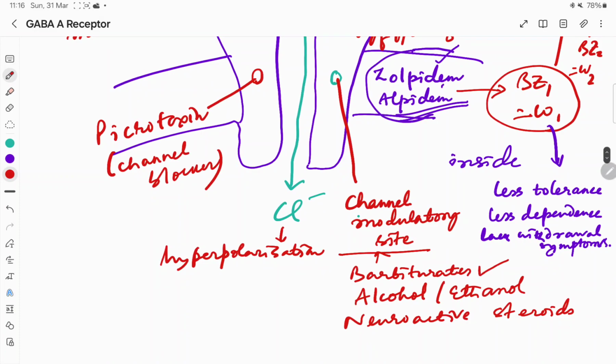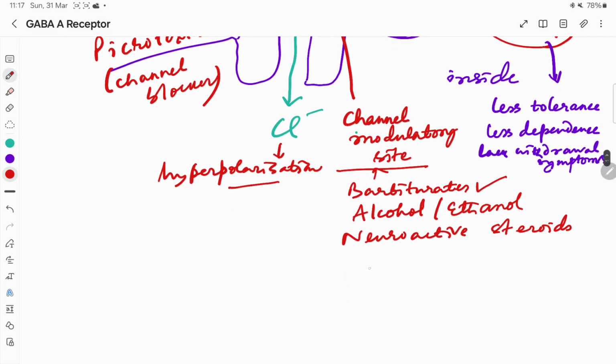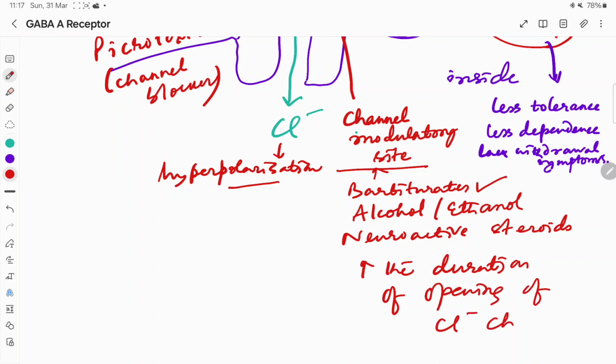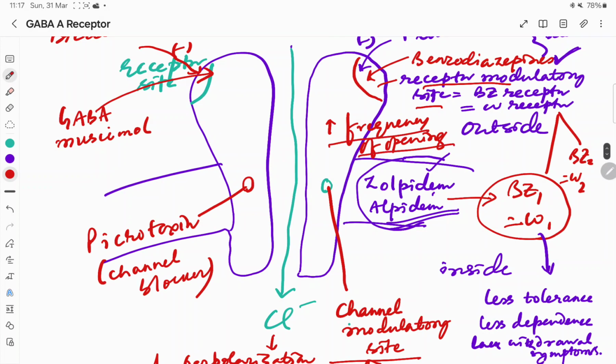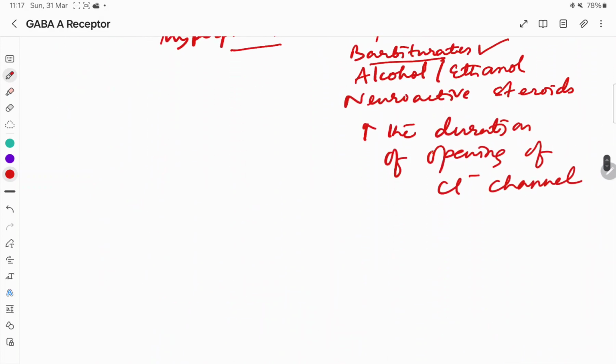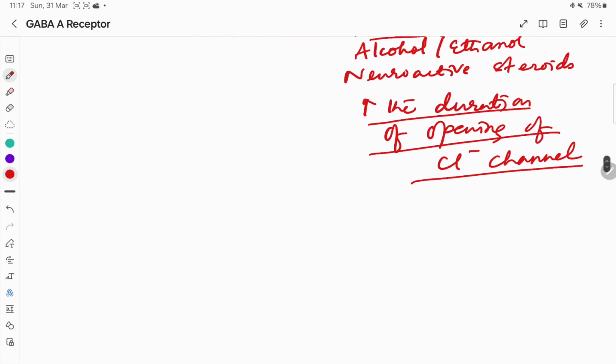And barbiturates also cause hyperpolarization, but in a different way. They increase the duration of opening of the chloride channel. So both benzodiazepines and barbiturates open the chloride channel and produce hyperpolarization, but the difference is benzodiazepines increase the frequency of opening of the chloride channel and barbiturates increase the duration of opening of the chloride channel. So this is all about the GABA A receptor.